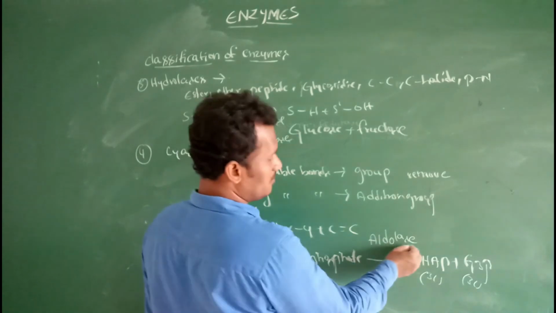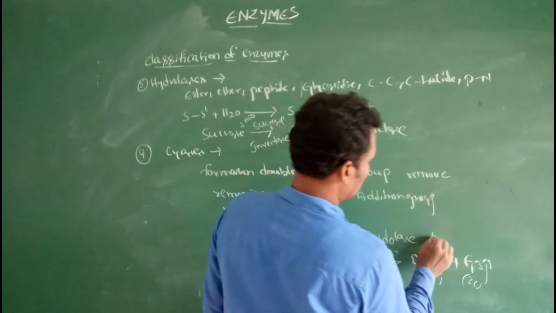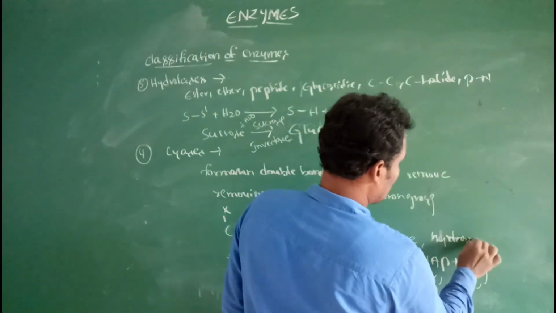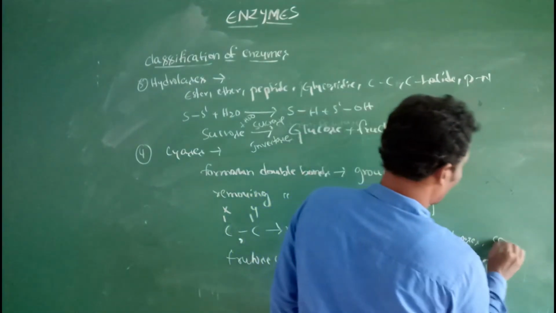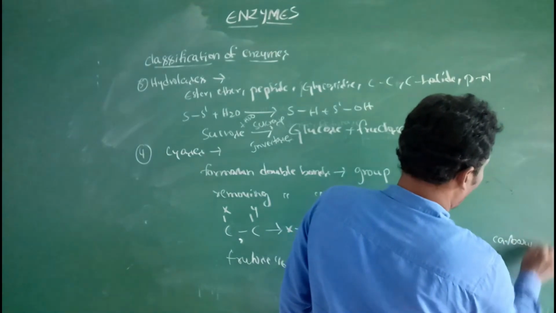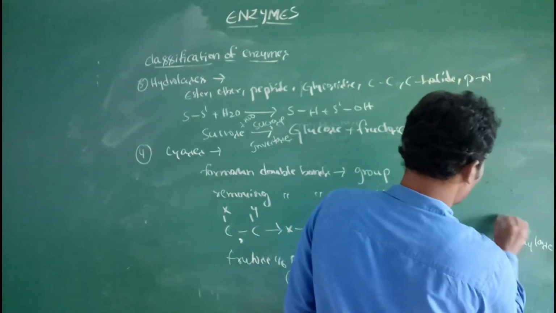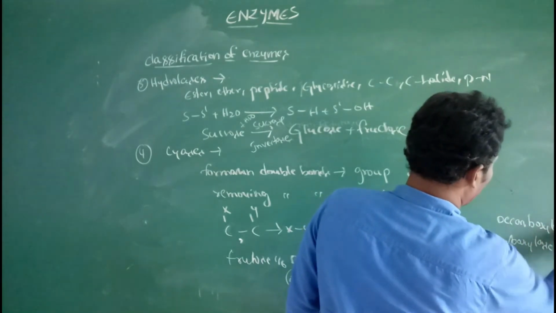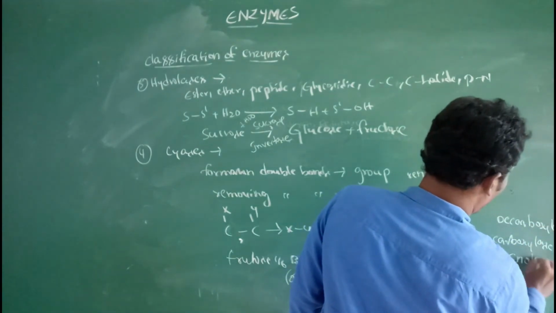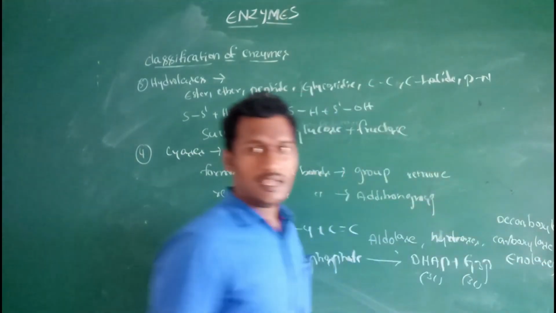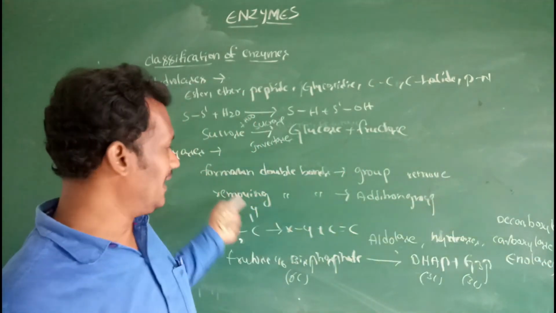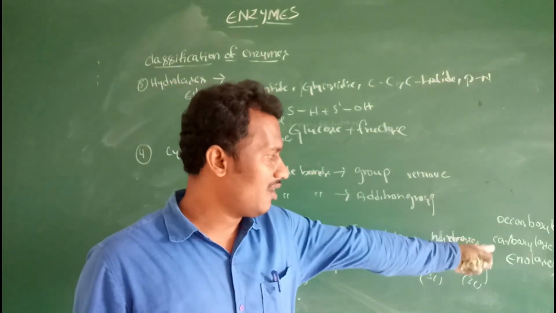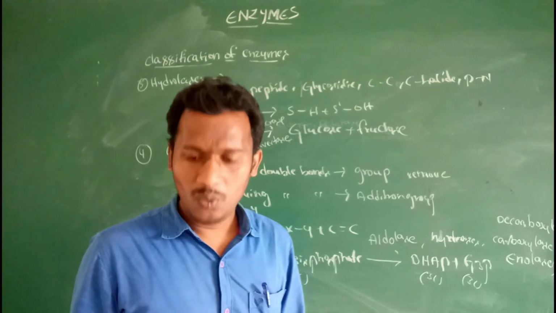Examples of these enzymes are aldolases, hydrases, carboxylases, decarboxylases, and enolases. So examples of lyases are aldolase enzymes, hydrases, decarboxylase, carboxylase and enolase.